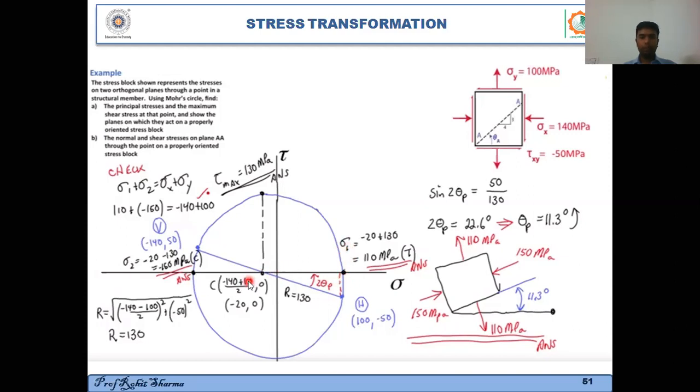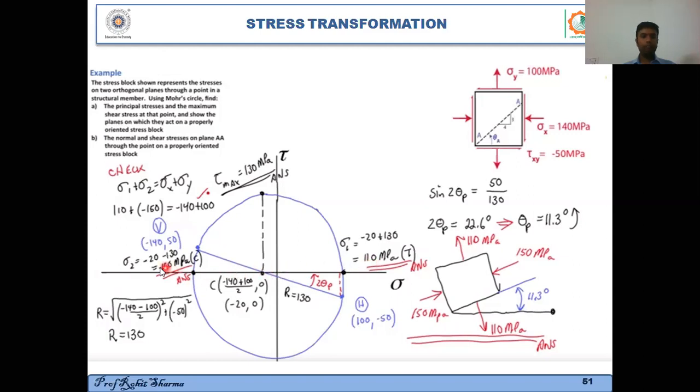So sigma 1 will be equal to what? This distance is 130, and this distance is 20. So sigma 1 will be equal to 130 minus 20, which is equal to 110 megapascal. So we always measure distances from the origin, right? So sigma 1 is nothing but 110 megapascal.